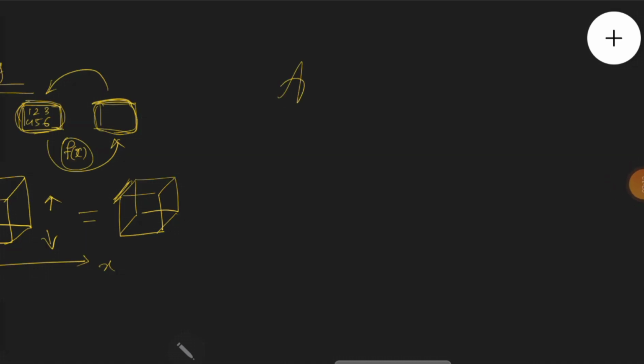Well, group theory gives us 4 axioms which will help us to identify whether this transformation is valid or if the system is in symmetry. The first one being closure property.